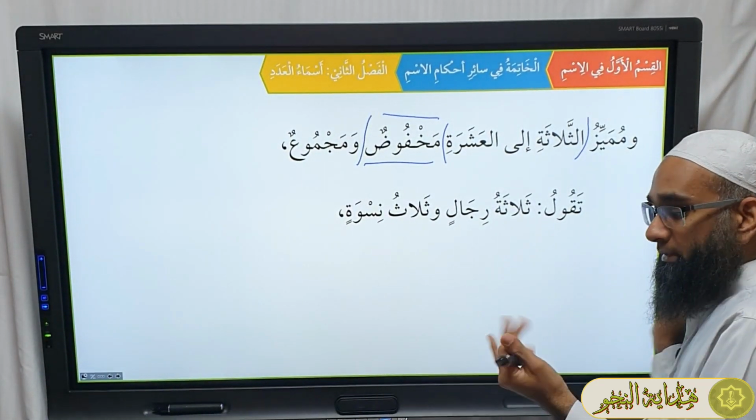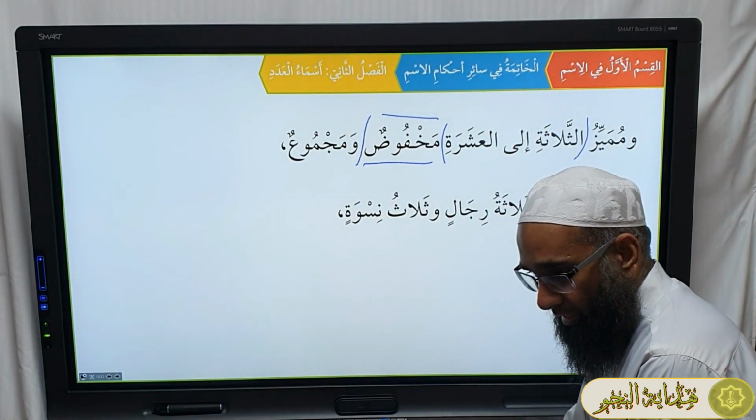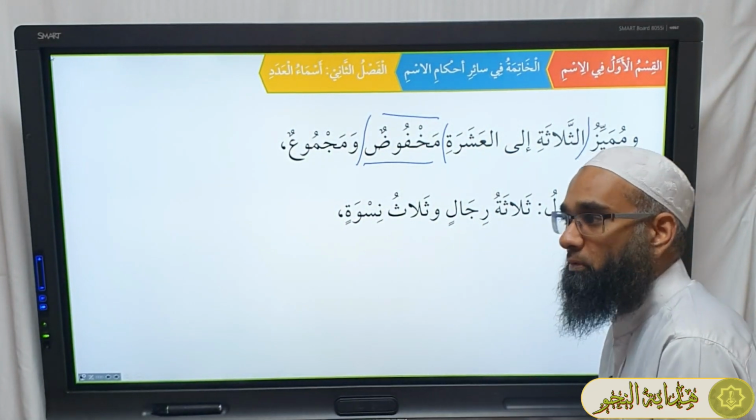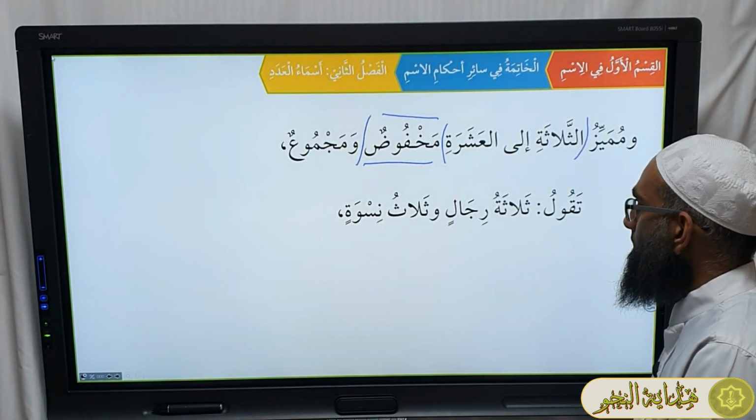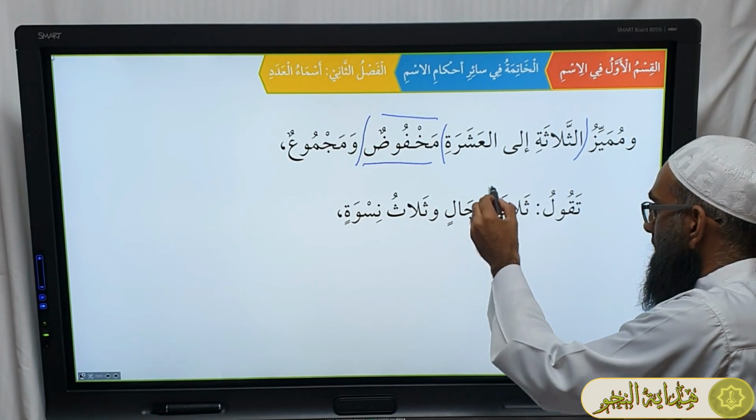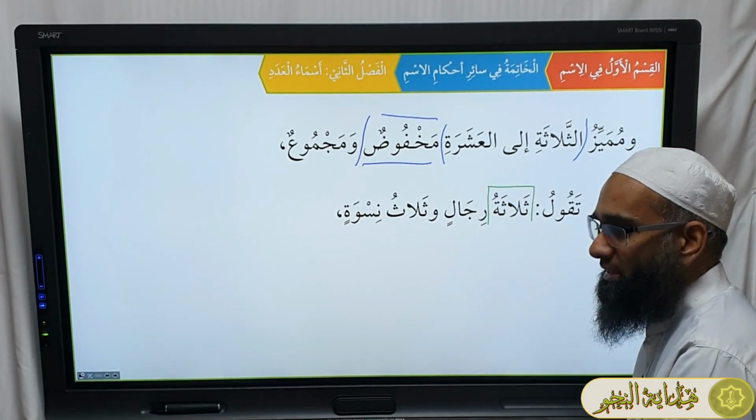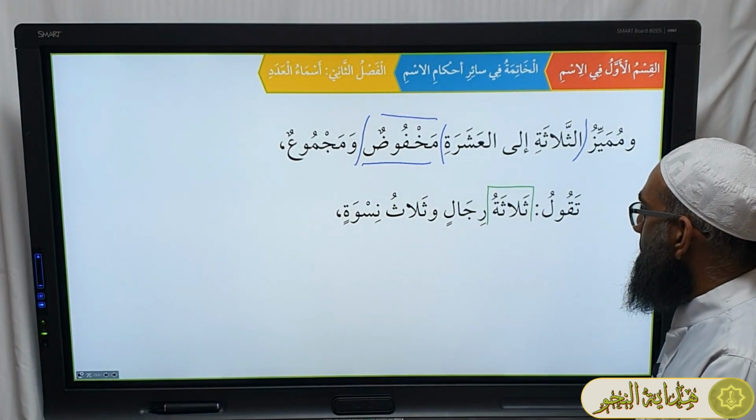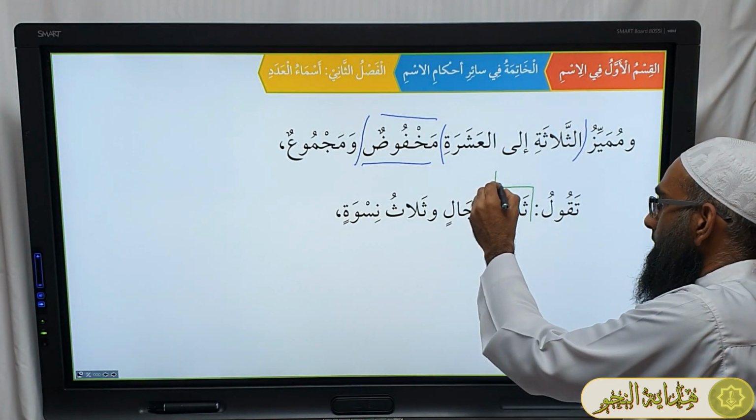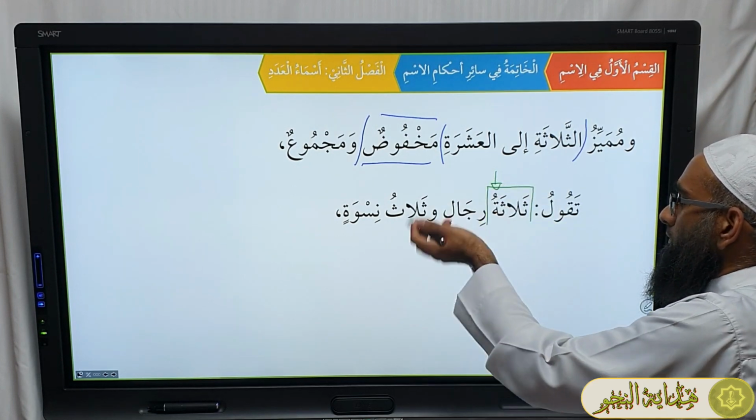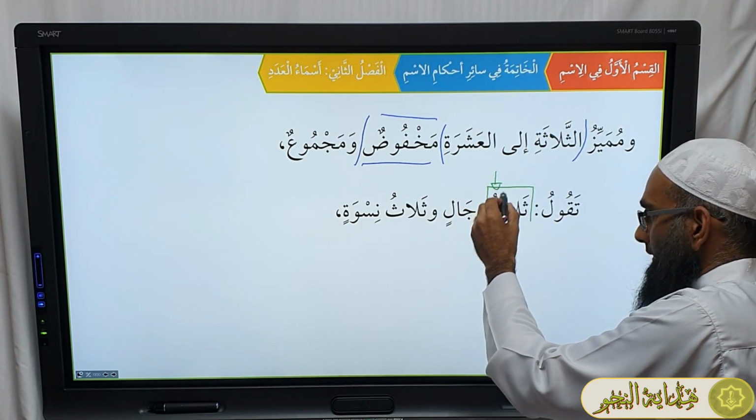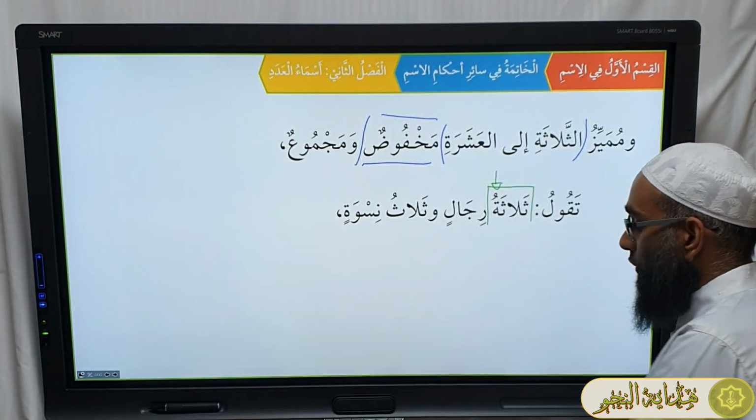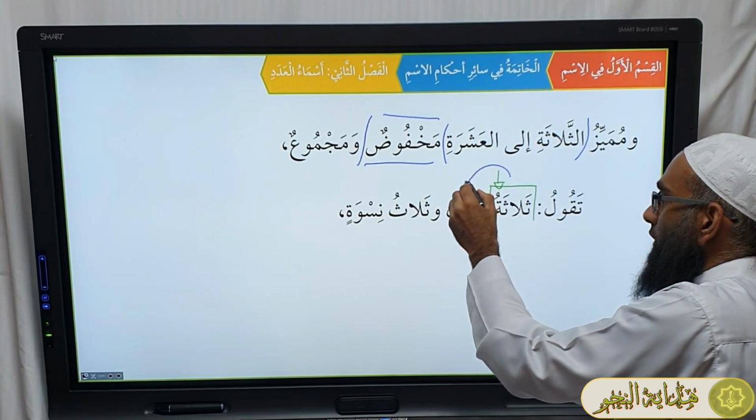Just analyze this. The three elements: gender, number, and i'rab. Where does the gender aspect apply to? Which word? The first word. What gender is ثلاثة? Mudhakkar or mu'annath? Why? Yes, it's ta marbuta, so it's mu'annath. But why have we chosen thalathatu and not thalathu? Because of what? Because it's opposite.